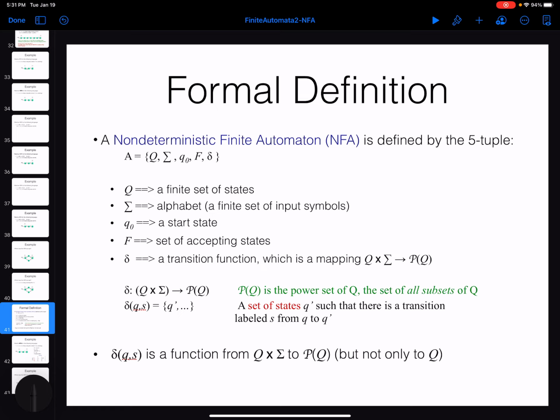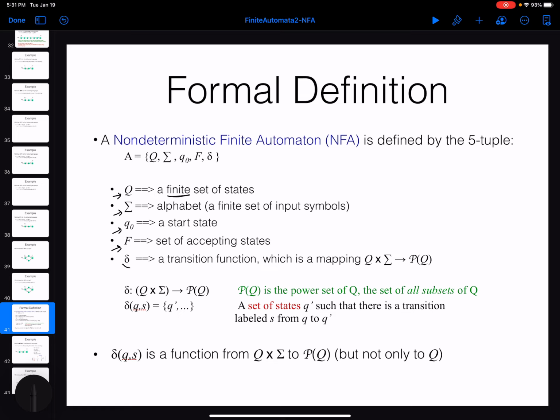So now let's formally define the NFA. The definition is very similar to DFA. Again, we have a 5-tuple. We have a set of states, just like DFA. We have an alphabet. Just be careful, the number of states should be finite, exactly like the DFA. We have one starting state, which we usually show by Q0. We have a set of accepting states.